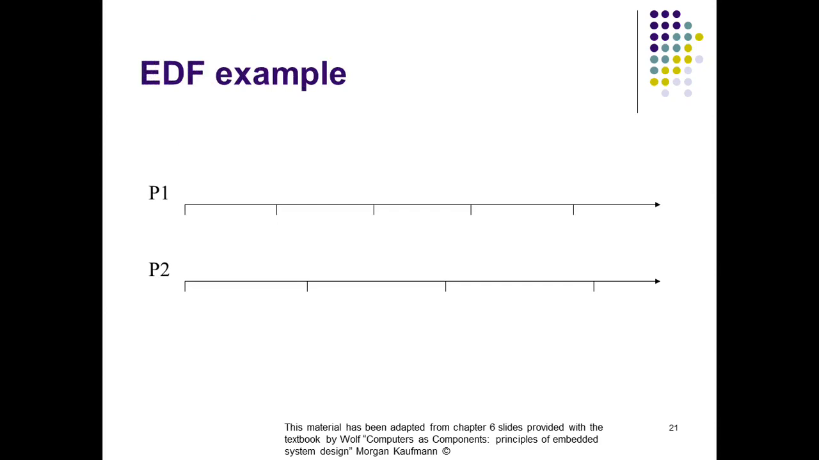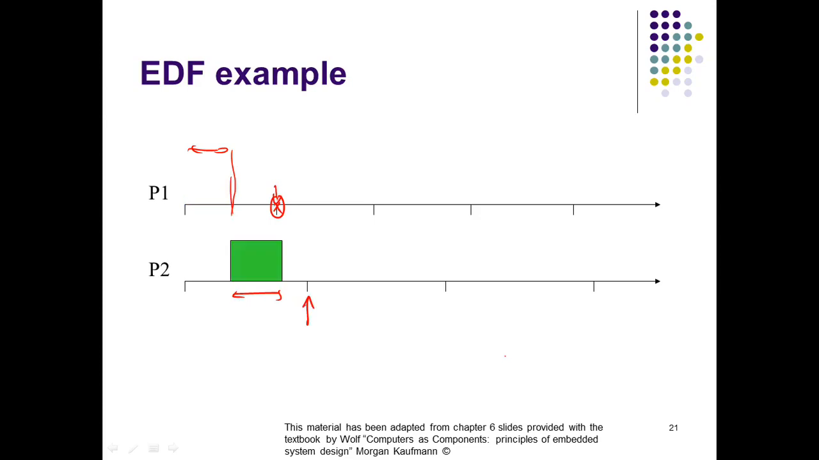So, earliest deadline first. I've got P1, which takes this time period. I've got P2, which takes this time period. How am I going to schedule it? I've given you the first few things. That's my earliest deadline, so therefore P1 currently has the highest priority. I'm going to run P1. Once P1 finishes, what's my earliest deadline? My earliest deadline is now this one, so then I run P2.